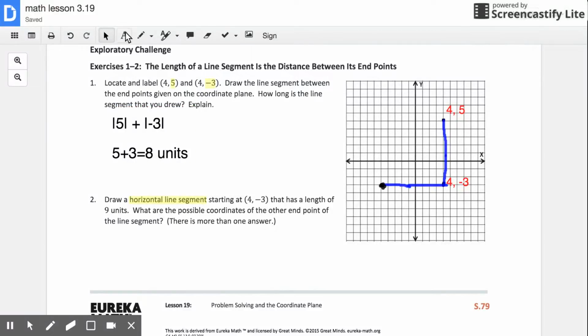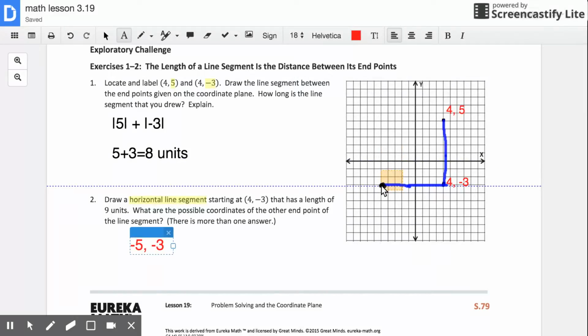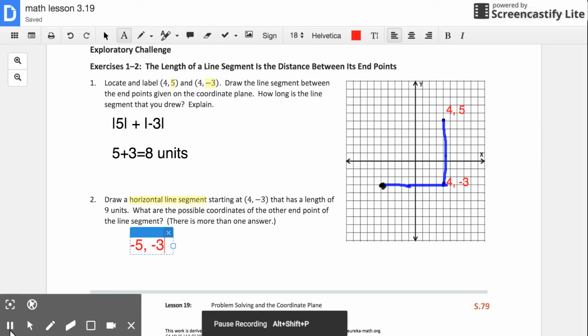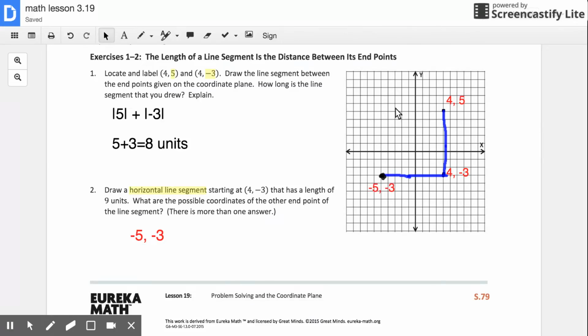which would land us at, let's make it bigger. It's 1, 2, 3, 4, 5 spaces backwards, so -5. And 1, 2, 3 spaces down, so that would be -3. Boy, this is hard to do at home. All right, so there's more than one answer.